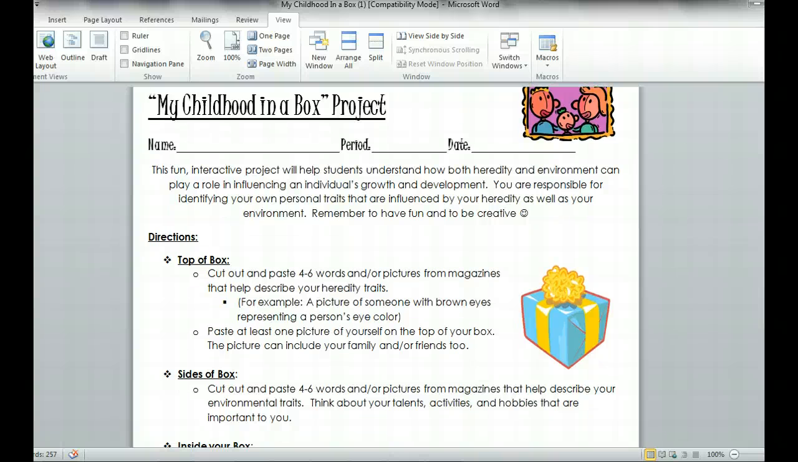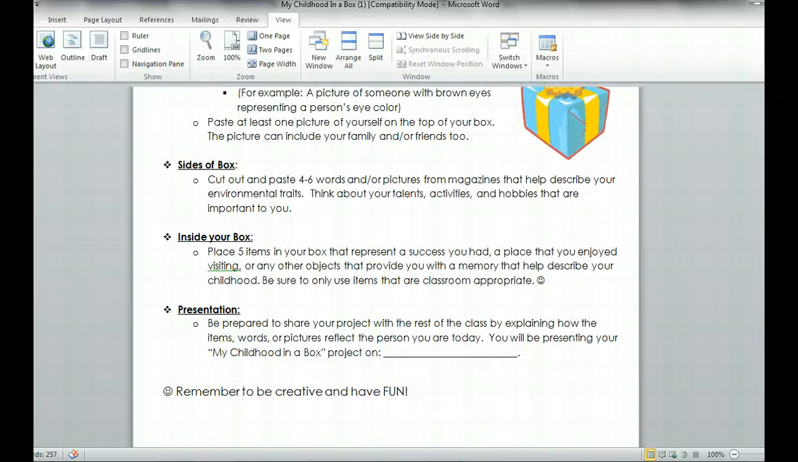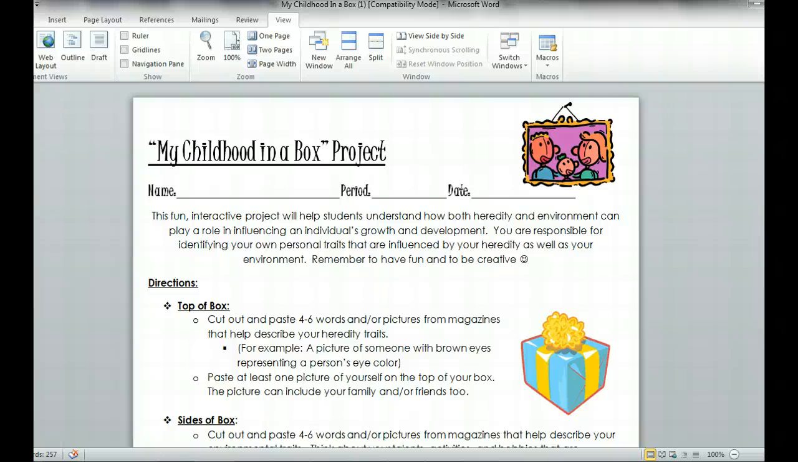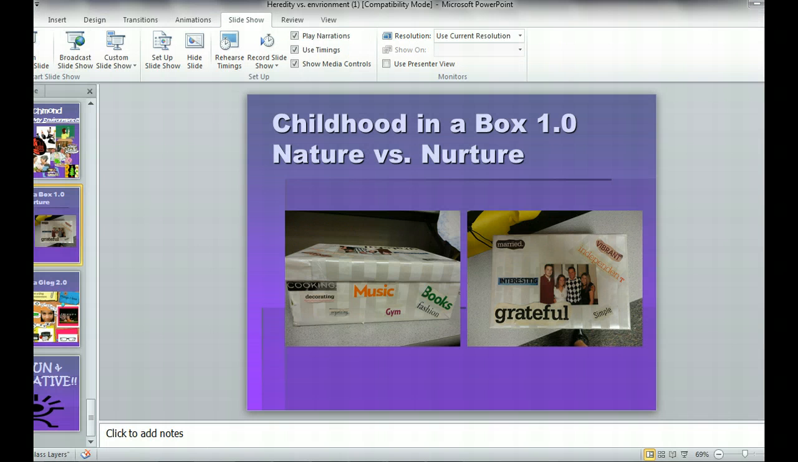The students are then responsible for bringing in a shoebox and going through magazines and finding words, pictures, and phrases that best represent their nature versus nurture characteristics. They're also expected to bring in 5 items to best represent successes they've experienced as a child, places they've enjoyed visiting, or any other object that provided them with a pleasant childhood memory. So this is the original project that my students have done, and I actually have pictures of it.